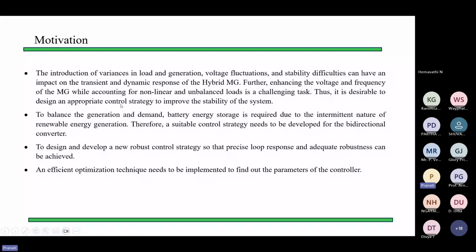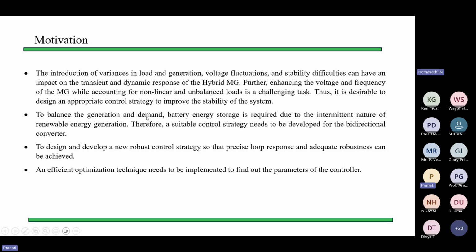Then coming to the motivation, the introduction of different loads and generation, voltage fluctuation, and stability difficulties can affect the transient and dynamic response of the microgrid. Therefore, the voltage and frequency should be enhanced while we are using nonlinear, balanced, and unbalanced loads. This is a challenging task: how to adjust the controller, and how to control the voltage and frequency in a microgrid. Therefore, a different control strategy needs to be developed properly to balance the generation and demand.